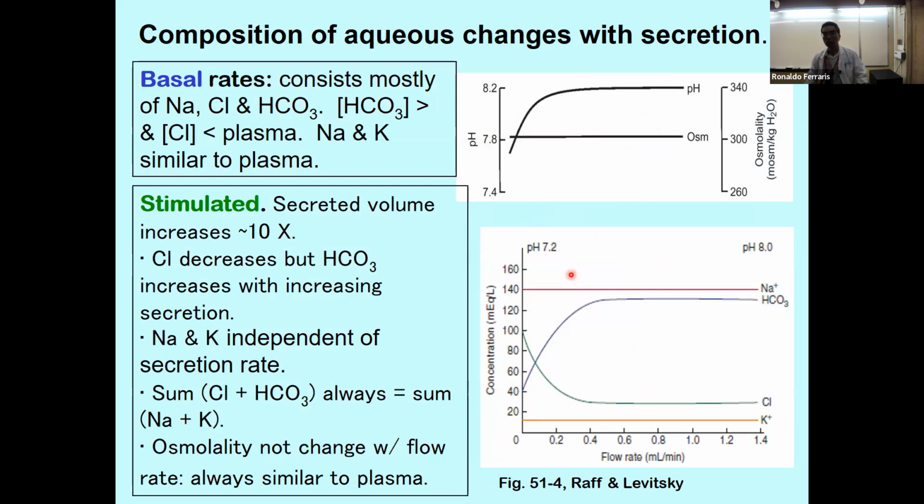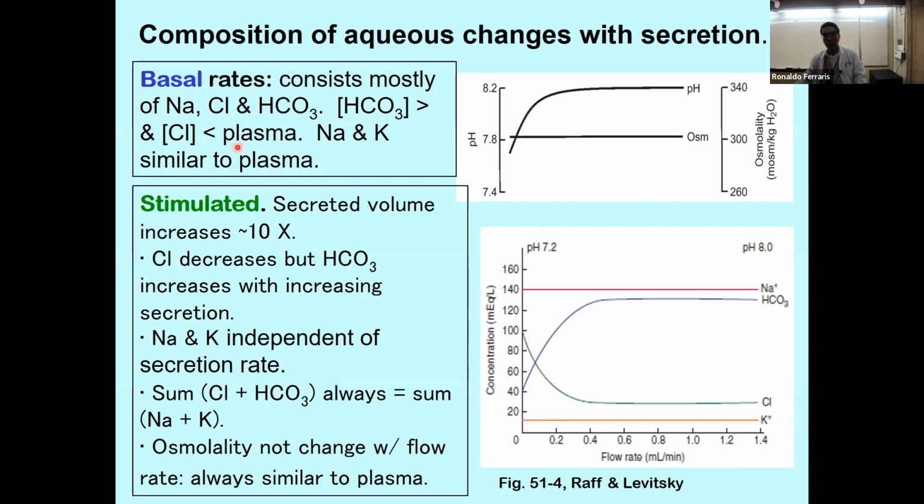So the composition of pancreatic juice changes with flow rate, which is not a surprise to you anymore. The x-axis, flow rate here, is the rate of pancreatic secretion. The y-axis, lo and behold, is ionic composition. And again, ionic composition of pancreatic secretion is a function of flow rate.